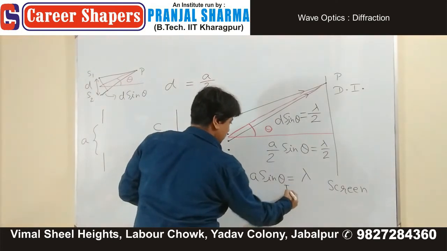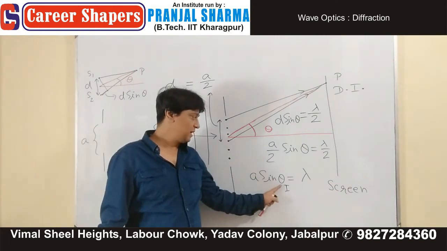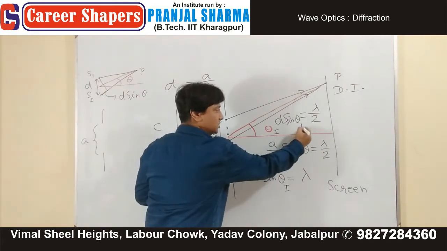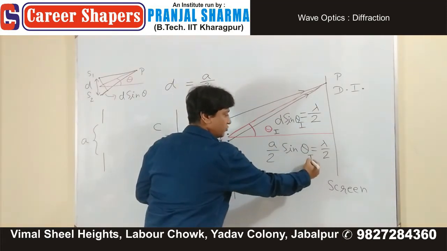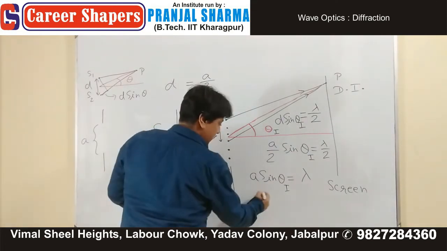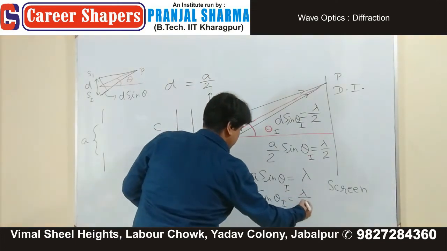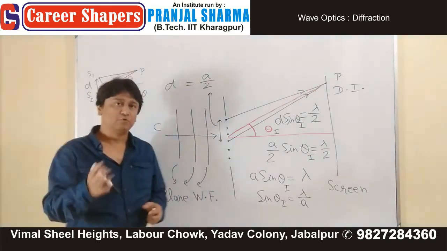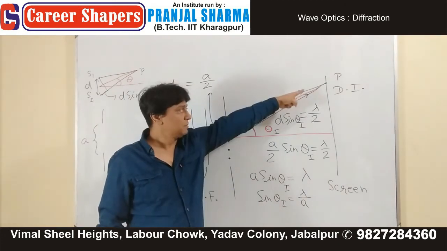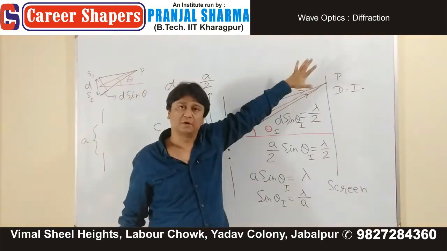We have found the first dark fringe and its angular position. What is theta 1? Theta 1 is this. First dark fringe, its angular position is given by sine theta 1 equals lambda upon A. We are interested in the angular position. So this theta is what? Angular position with respect to the slit of this point.